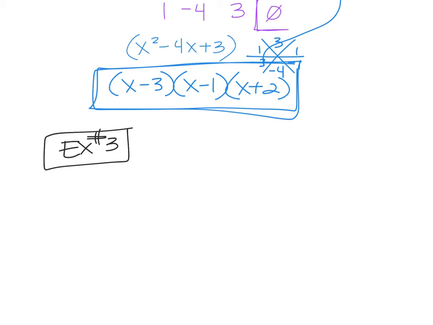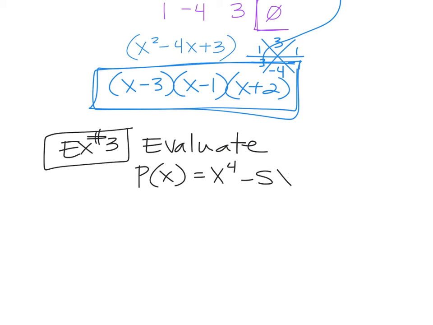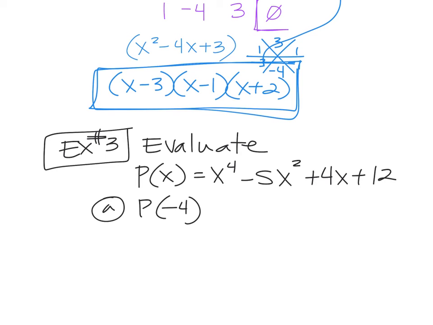Example number 3. Now they're going to tell you to evaluate. You may not use your calculator to do this. That doesn't help you. So they're going to say P of x is x to the 4th minus 5x squared plus 4x plus 12. For this first one, we are going to evaluate P of -4. Normally, with your calculator, we would just plug that -4 in everywhere. Yes, that works, but that's not what we're doing. We want to evaluate using synthetic division.